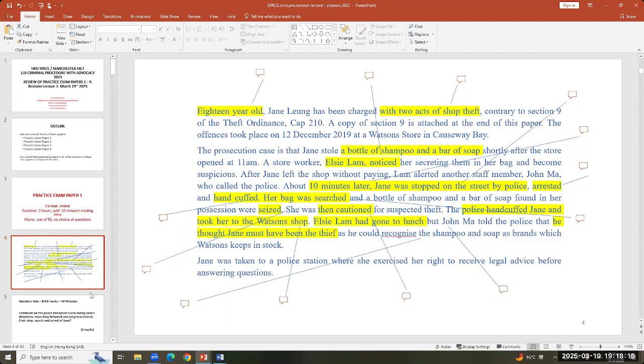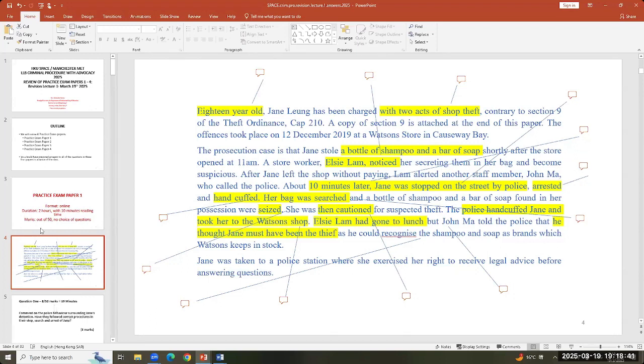So the first thing I'd always recommend that you do is read the whole question paper first, right? Read all of the fact pattern, read the questions so that you have a sense of where the paper is going, so that you have a sense of what issues to deal with in each of the questions. I wouldn't just launch in and start answering question 1 without reading the rest of the paper.